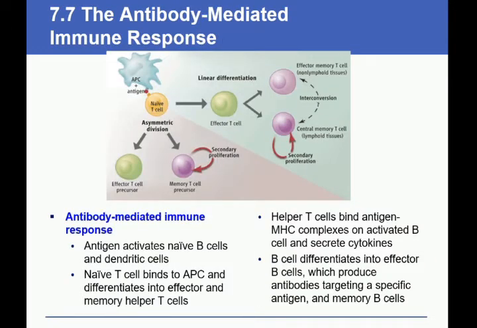The antibody-mediated immune response starts with an antigen, which activates naive B cells and dendritic cells. The naive T cell binds to the APC and differentiates into effector and memory helper T cells. Helper T cells bind antigen-MHC complexes on the activated B cell and secrete cytokines. The B cell differentiates into effector B cells, which produce antibodies targeting a specific antigen, and memory B cells.